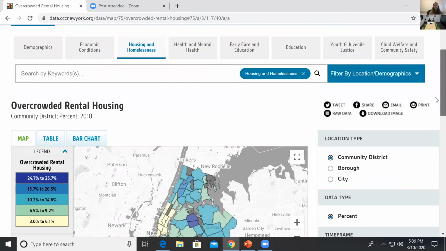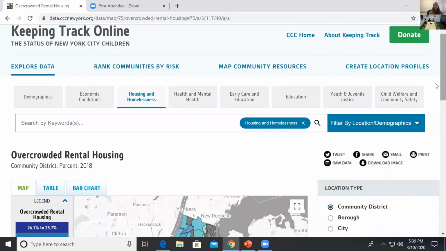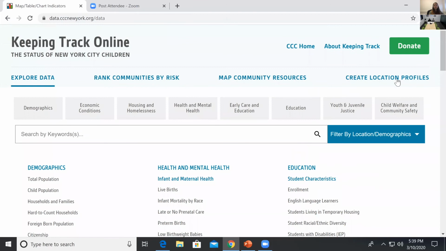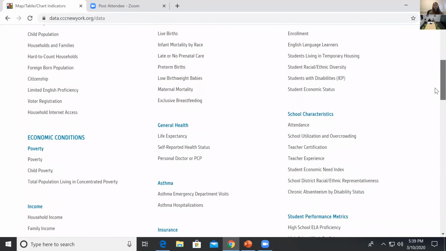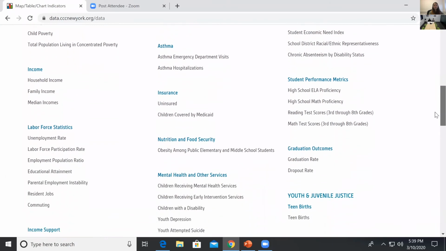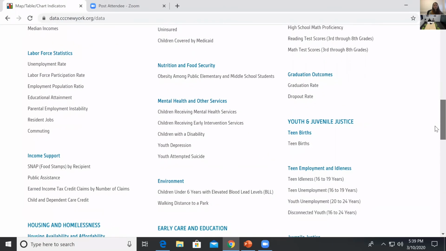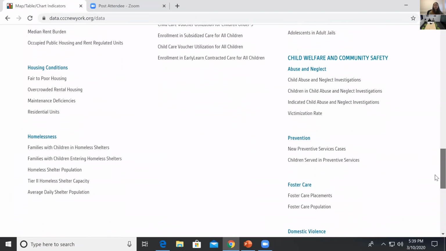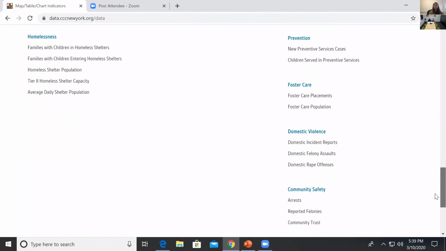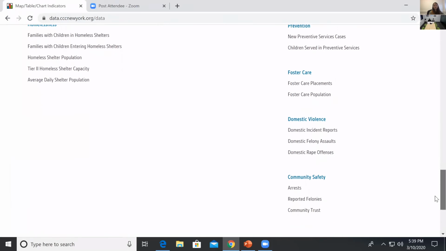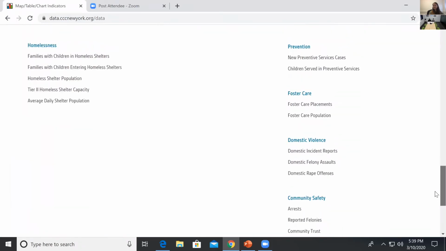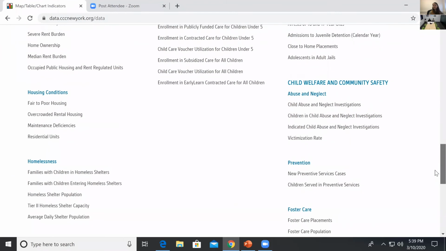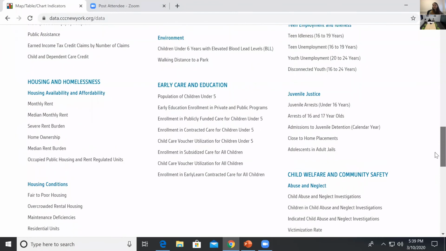So that's Explore Data. Again, there are indicators related to regular demographics and economic conditions such as income and the labor force, right? So these are just an exhaustive list of all of the indicators that we collect. Again, I know I'm going fast, so please feel free to play around with this on your own.